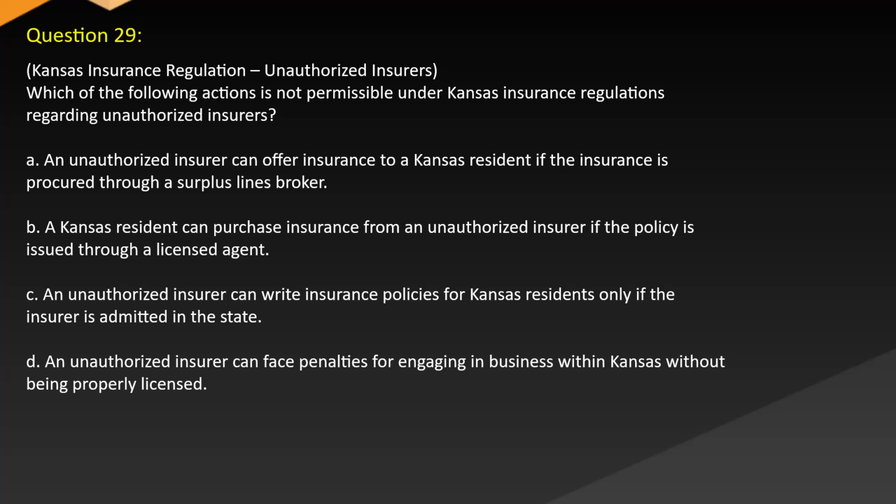Question 29. Kansas insurance regulation. Unauthorized insurers. Which of the following actions is not permissible under Kansas insurance regulations regarding unauthorized insurers? A. An unauthorized insurer can offer insurance to a Kansas resident if the insurance is procured through a surplus lines broker. B. A Kansas resident can purchase insurance from an unauthorized insurer if the policy is issued through a licensed agent. C. An unauthorized insurer can write insurance policies for Kansas residents only if the insurer is admitted in the state. D. An unauthorized insurer can face penalties for engaging in business within Kansas without being properly licensed.